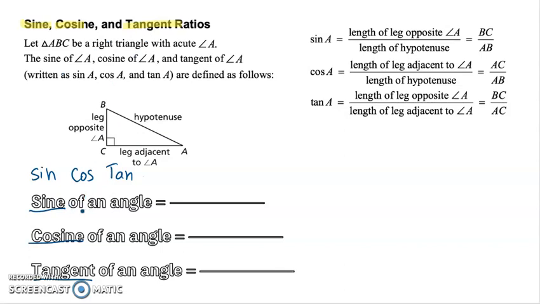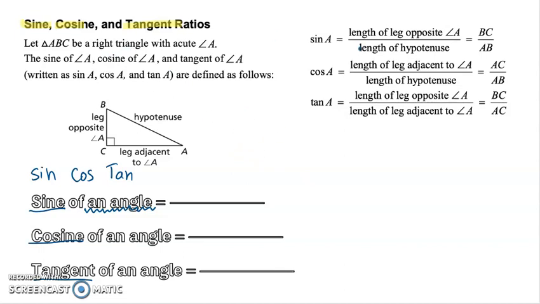The other thing I want to emphasize is that it's of an angle. It's a function of an angle. So it doesn't make sense to say sine equals something. No. It's sine of an angle. That'd be like saying square root equals, well, square root of what? So it's always a function of an angle. Just keep that in mind.